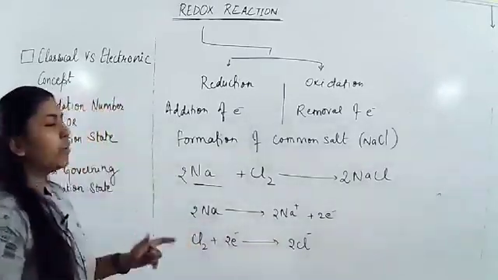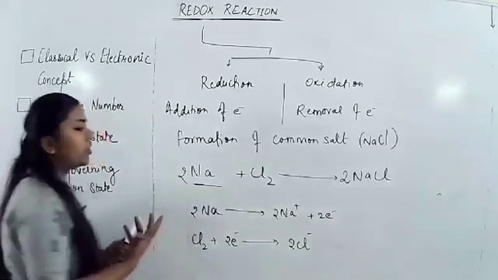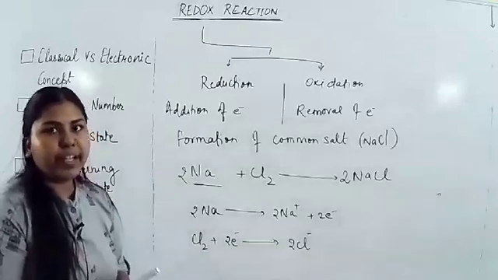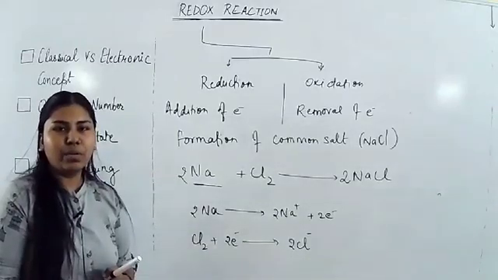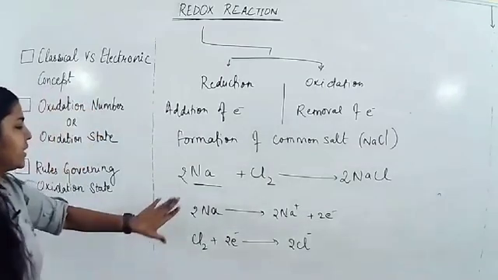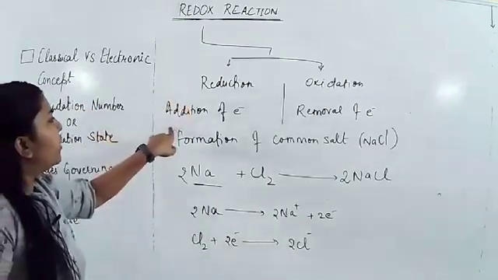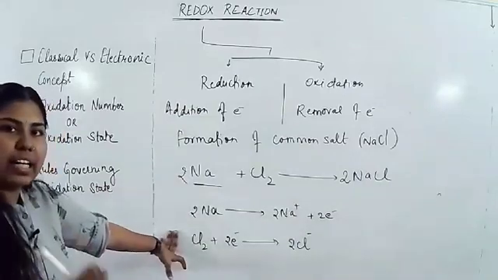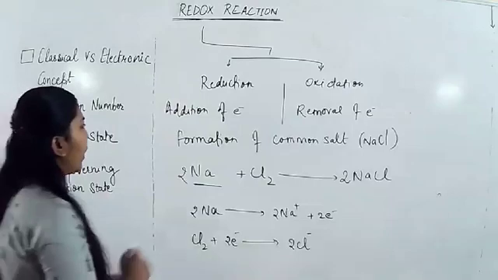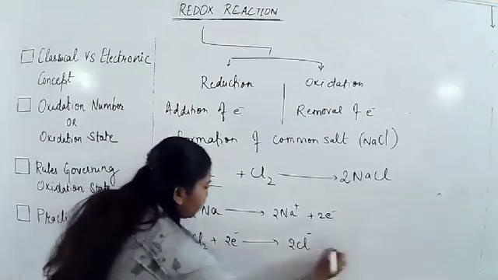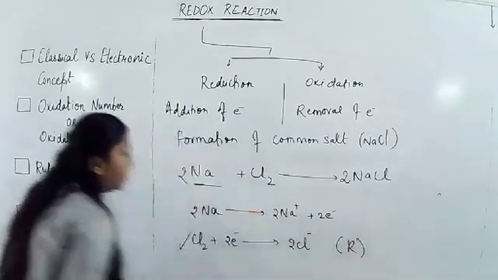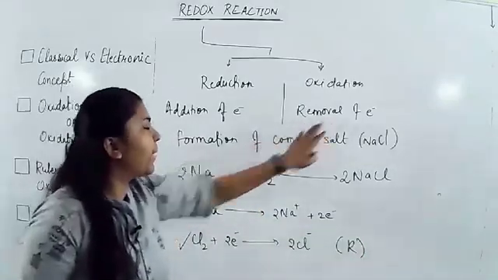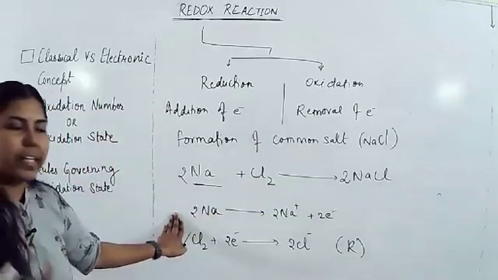Now we have to identify which one is oxidation and which one is reduction. I'll give you 3 seconds. 3, 2, 1. Very easy. Reduction means addition of electron. Where is the electron being added? Chlorine is receiving the electron, so this is reduction. And sodium is releasing the electron, removal of electron is taking place, so sodium is getting oxidized. So it is oxidation.